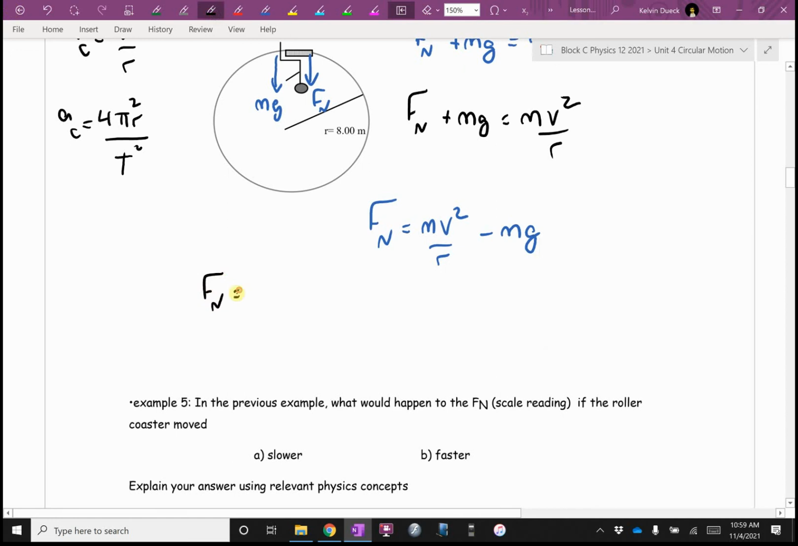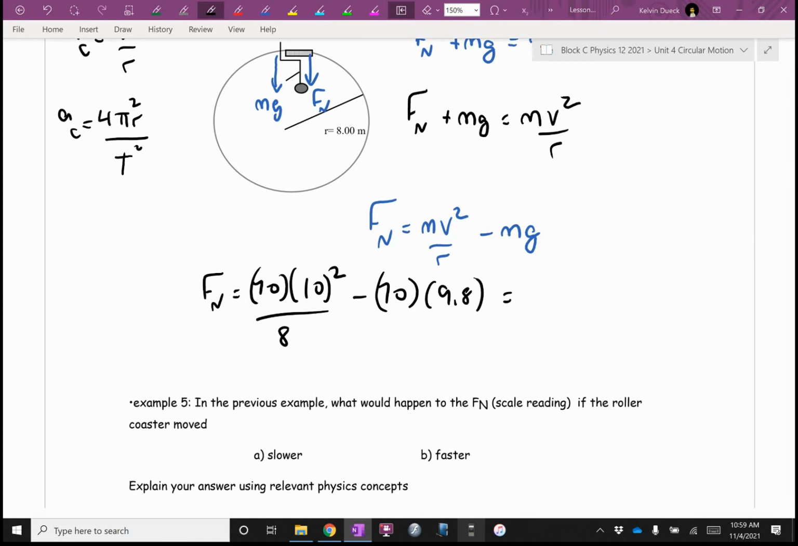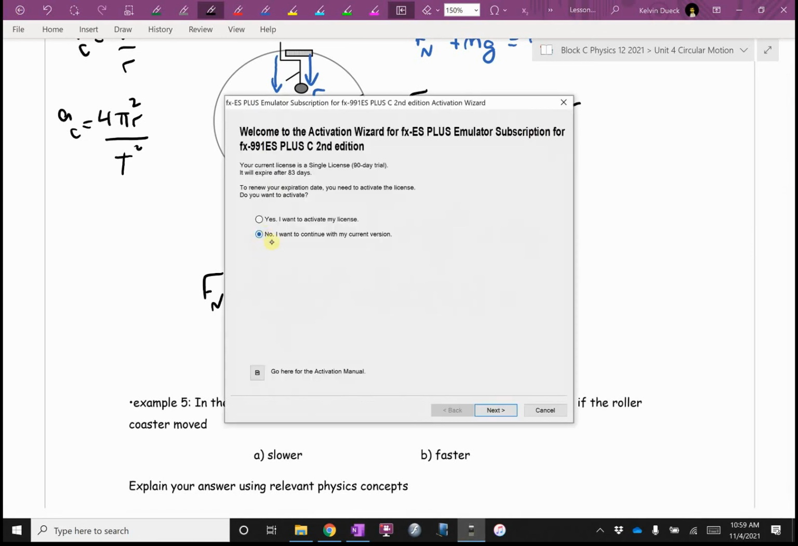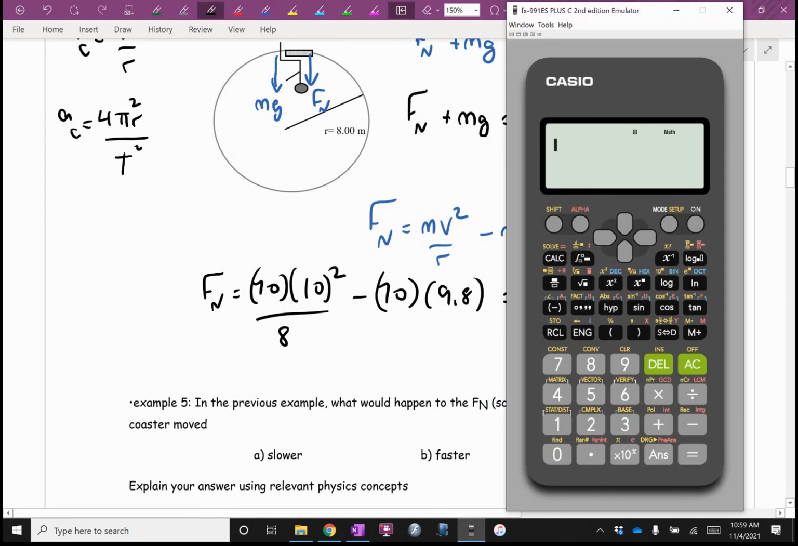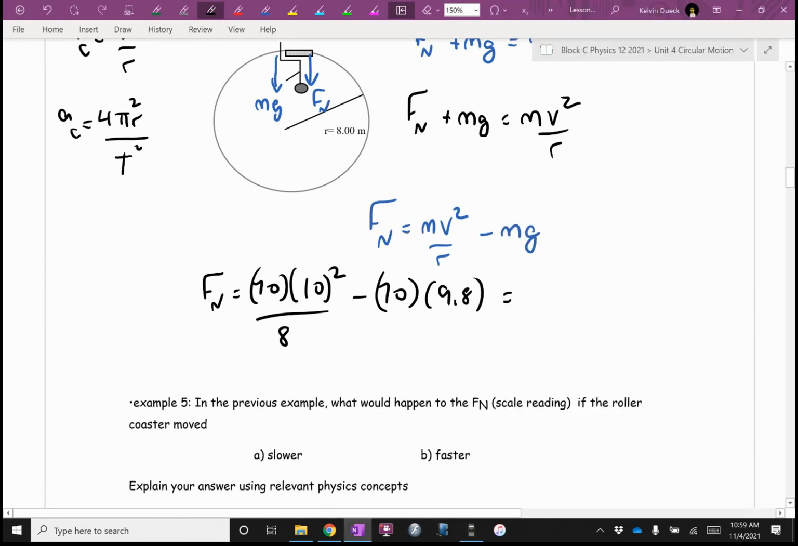So the normal force is going to be, I've scrolled down. Alicia, what was m? 65? 70? What was v? Don't forget the squared. r I got from the picture. Minus 70 times 9.8. What do you get? Do you get 189? By a fluke, it works out nice.